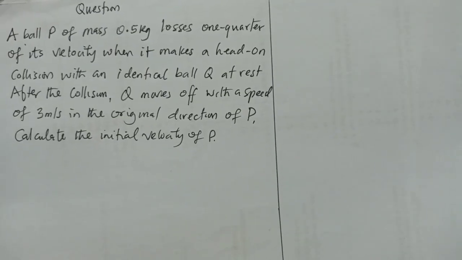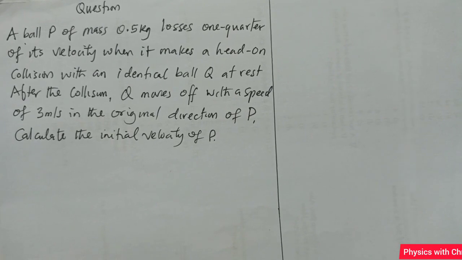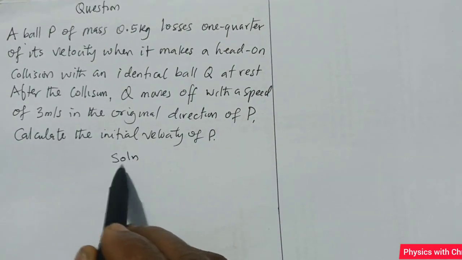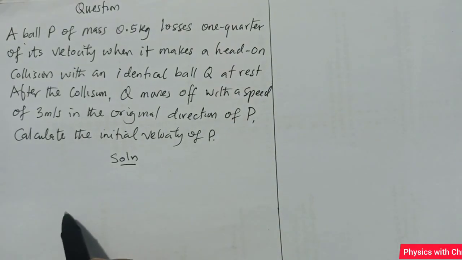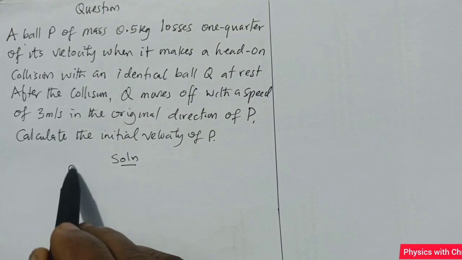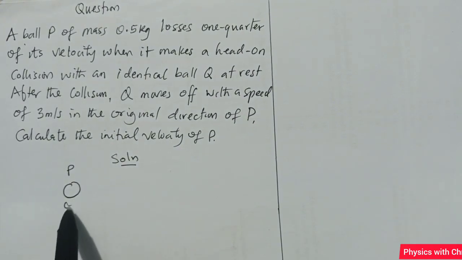Okay, I'm going to solve this question in this video. A ball P of mass 0.5 kg loses 1/4 of its velocity when it makes a head-on collision with an identical ball Q at rest. Let's say this is my ball P. The mass is 0.5 kg.